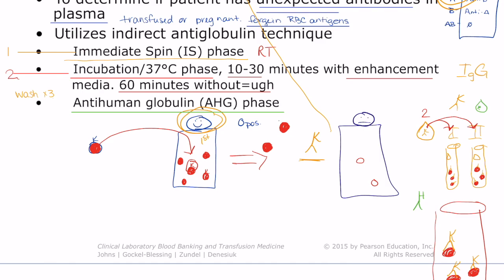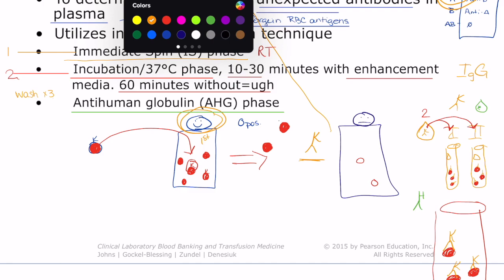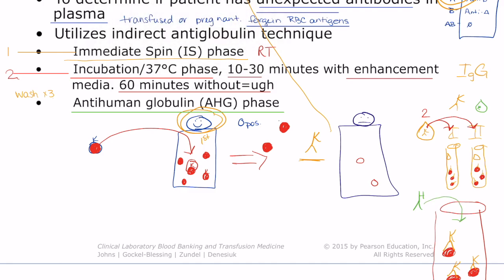So now we're going to add the anti-human globulin, a drop of reagent, and because this is against this, it's going to bind to these, and it's going to cause that bridging, that lattice formation, so we can see agglutination. And remember, this is also the indirect antiglobulin. And now we'll see this agglutination.